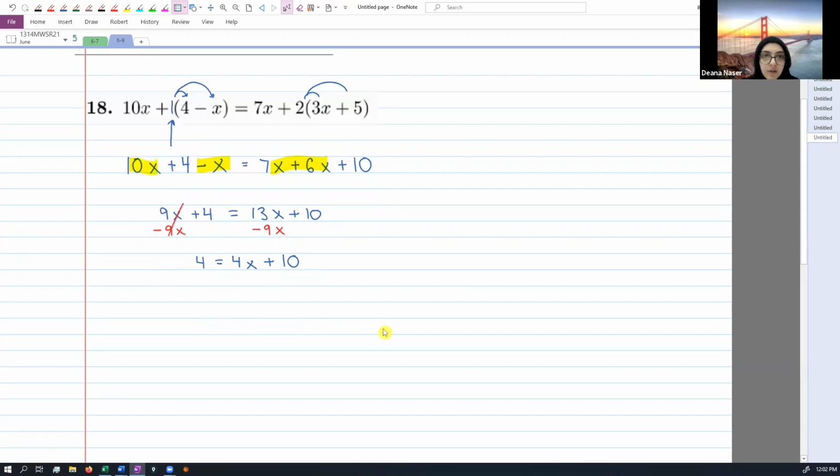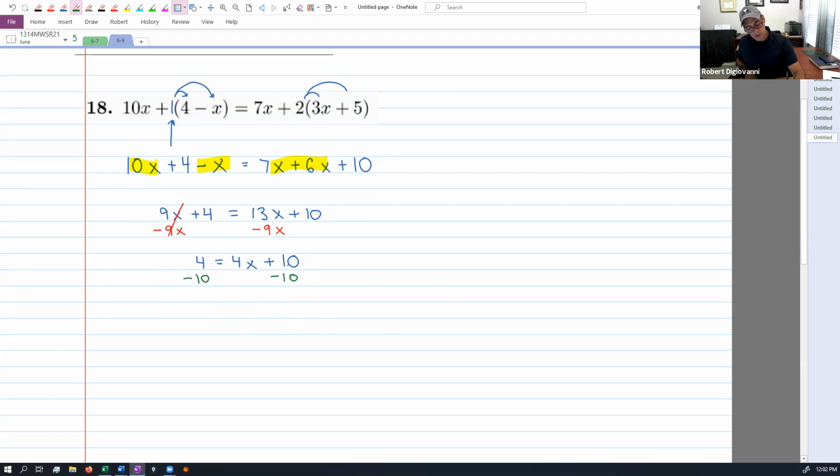We would shift the 10 to the other side. How would we do that? We would subtract 10. Subtract 10 from both sides. Gone. And it'll be, Dina, 4 take away 10? It'll be negative 6. Negative 6, and that must equal the 4x that's still there.